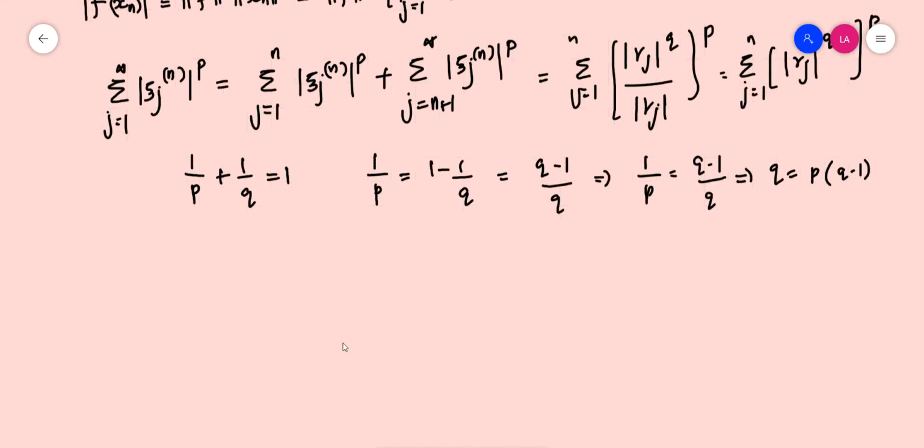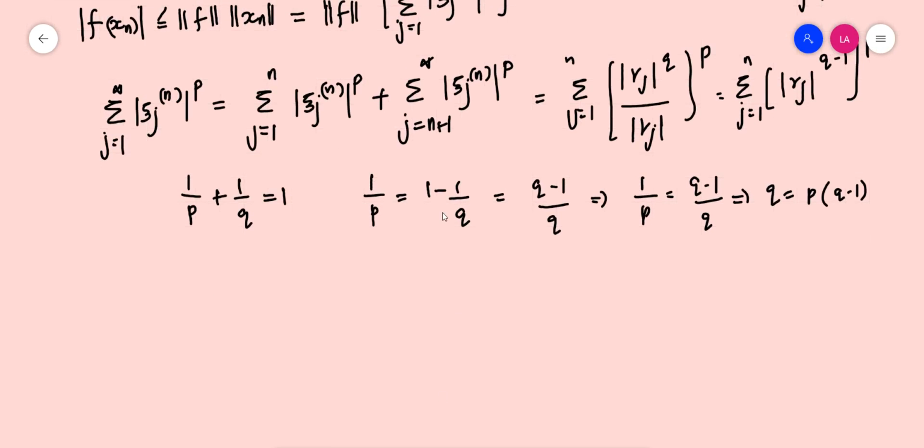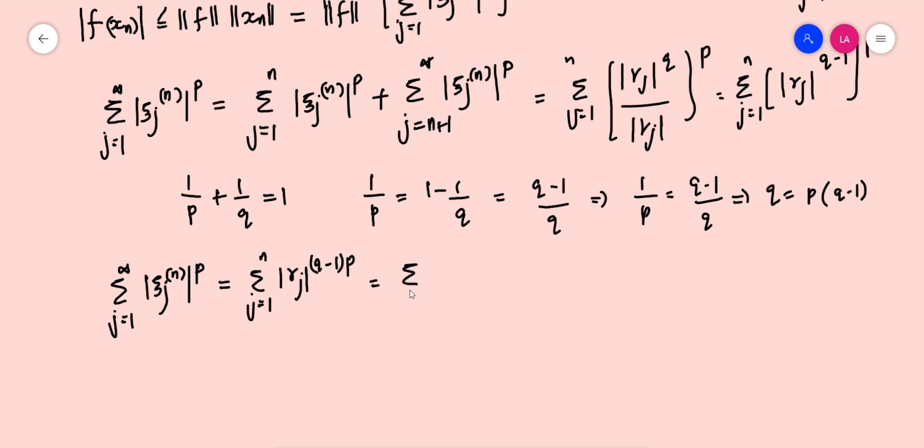Here we have taken our q to be the conjugate. So the summation j equal to 1 to infinity of modulus of theta jn the whole raised to p becomes the summation j equal to 1 to n of modulus of gamma j the whole raised to q minus 1 times p, which is equal to the summation j equal to 1 to n of modulus of gamma j the whole raised to q, since p times q minus 1 is q whenever p and q are conjugate.